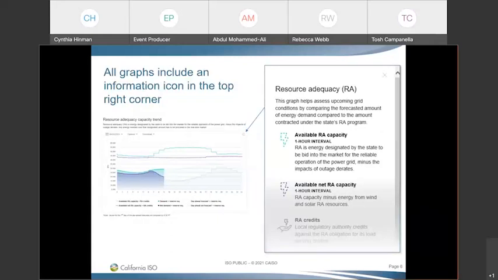The graph also includes an information icon at the top right-hand corner, and I can't tell you how valuable this is. It provides you with a little more detail about the data contained in each graph, and I find it to be a really handy explanation. So now we're going to transition over to the data.